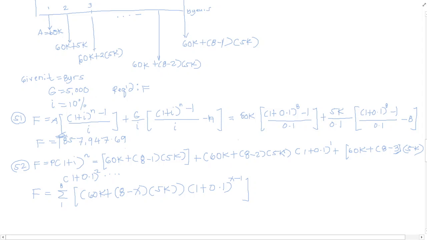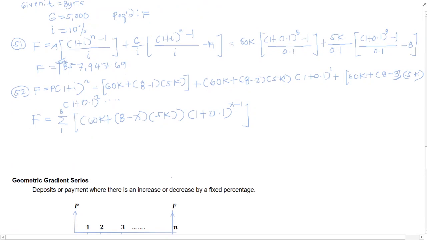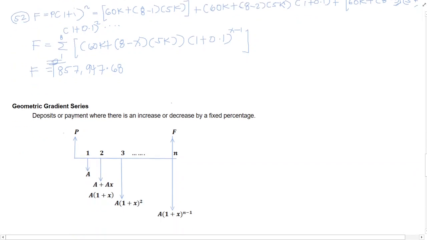So that is also equal to, for the future cost, 857,947.68 pesos. Okay, so that will be our future worth. Okay, so we move on now to geometric gradient.